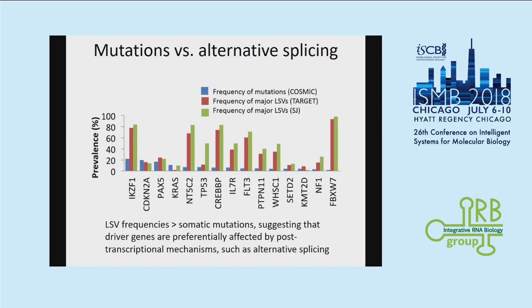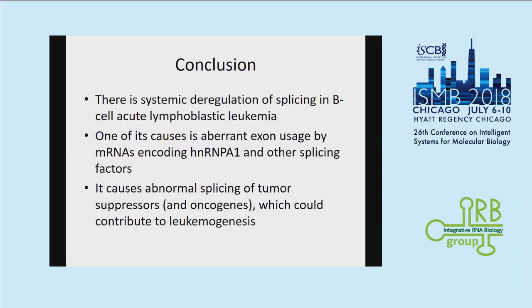So looping back around, when we compare the frequency of mutations against the frequency of LSVs, we see that in the majority of cases, the LSV frequency is much, much higher than somatic mutations, suggesting that these driver genes may be preferentially affected by post-transcriptional mechanisms such as alternative splicing. And so in conclusion, we see there's systematic deregulation of splicing in ALL. One of its causes may be the missplicing of HNRPA1 and other splice factors. And we also show that there's abnormal splicing of tumor suppressors and oncogenes that may contribute to the disease.